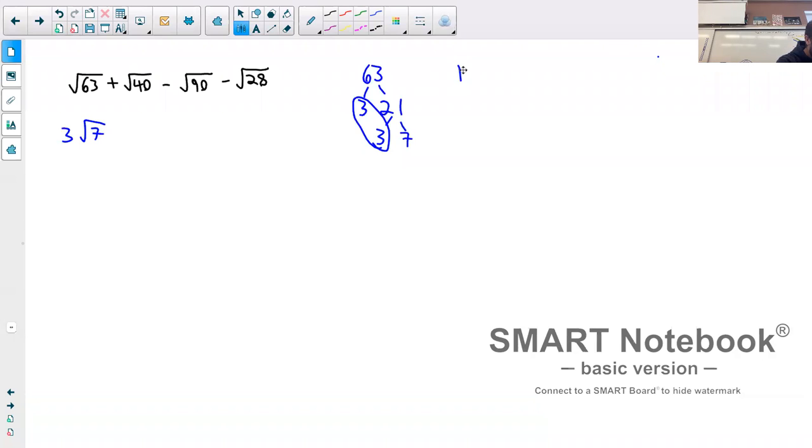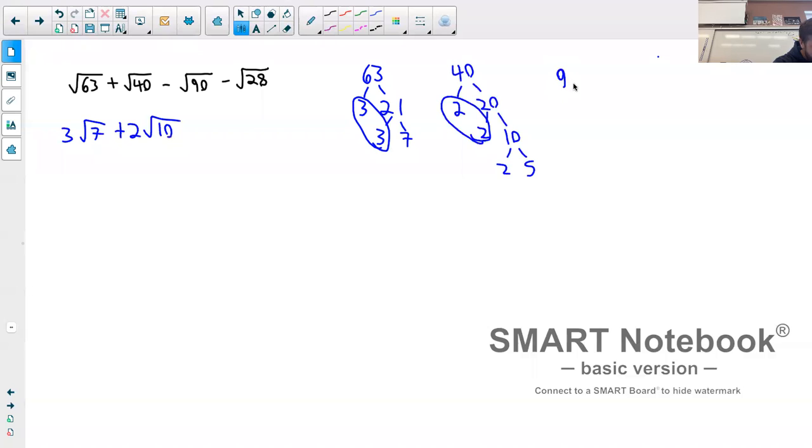Then we'll deal with our 40. So 40 is the same as 2 times 20, which is 2 times 10, which is 2 times 5. So we have a pair of 2s that can come out. So we have plus 2 root of, we had 2 and 5 remaining, so that's 10.